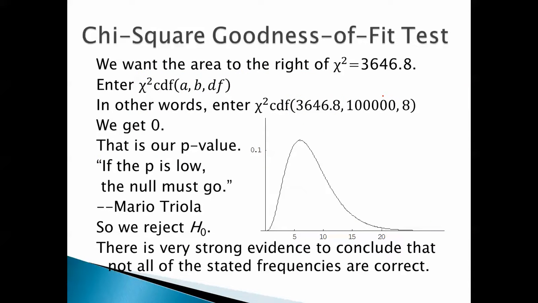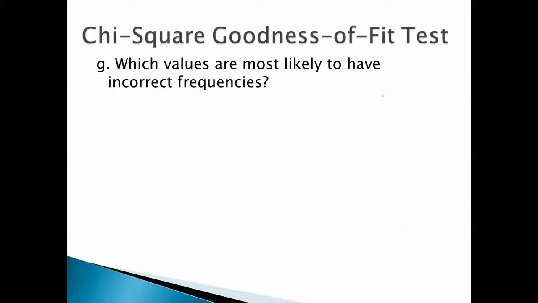That is our p-value. If the p is low, the null must go. So we reject H0. There is very strong evidence, and I mean very, very strong evidence to conclude that not all the stated frequencies are correct. So we suspect fraud. Which values are most likely to have incorrect frequencies?